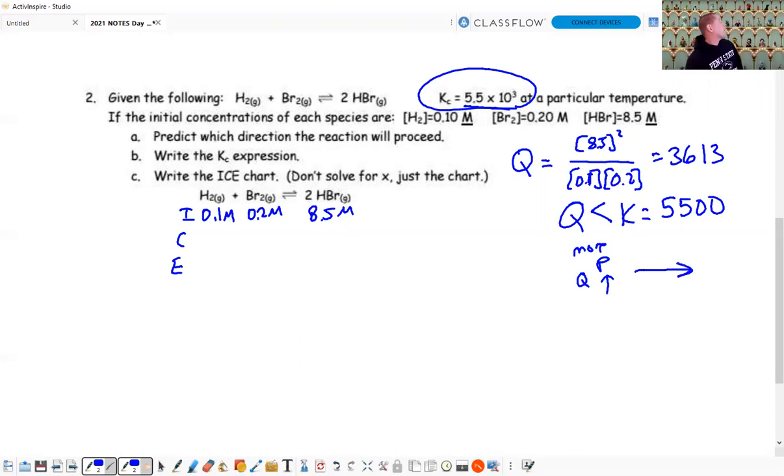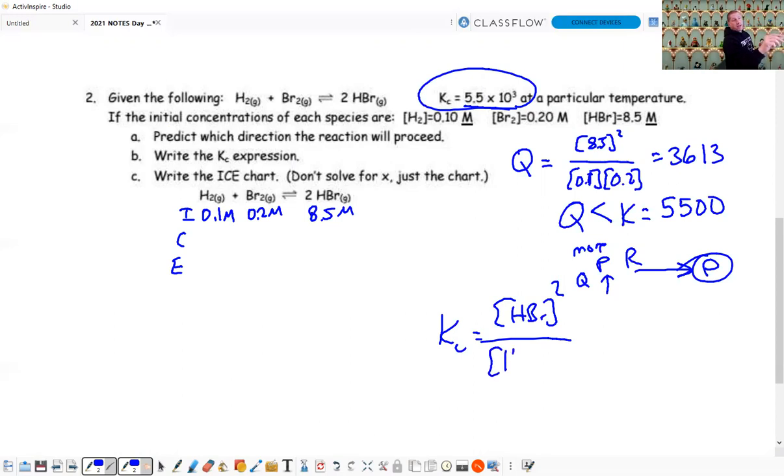So there's how we figure out which direction it's going. Letter A, which way is it going? It's proceeding from reactants towards the products, to the right. Write the Kc expression. The Kc expression is the products, HBr, we only have one product. Coefficients become exponents, over the reactants, and you just multiply.